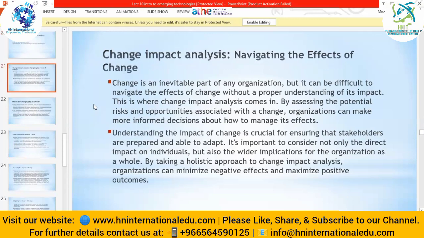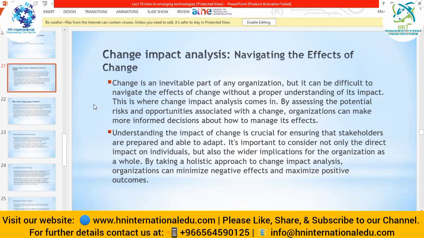Now, first, change impact analysis, navigating the effects of change, we will see. Change is an inevitable part of an organization, but it can be difficult to navigate the effects of change without a proper understanding of its impact. This is where change impact analysis comes in. By assessing the potential risks and opportunities associated with a change, organizations can make more informed decisions about how to manage its effect.